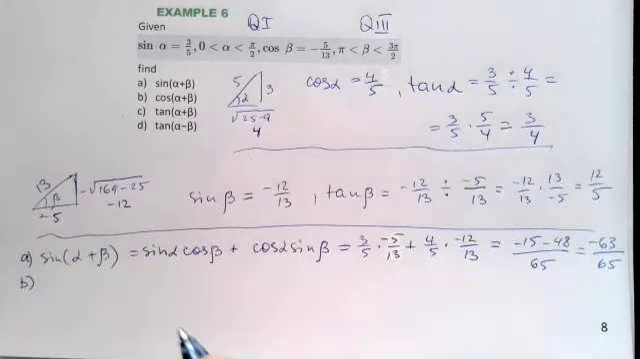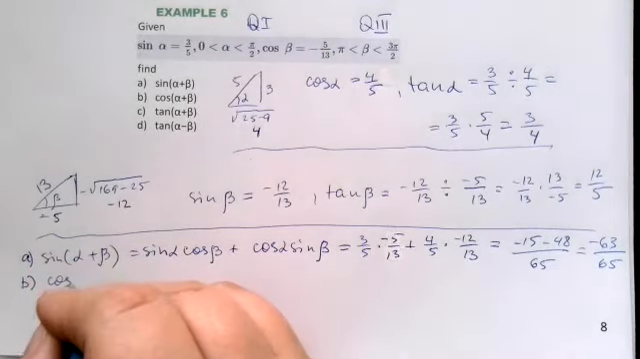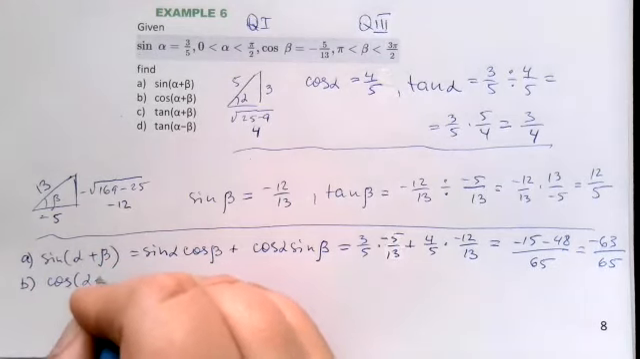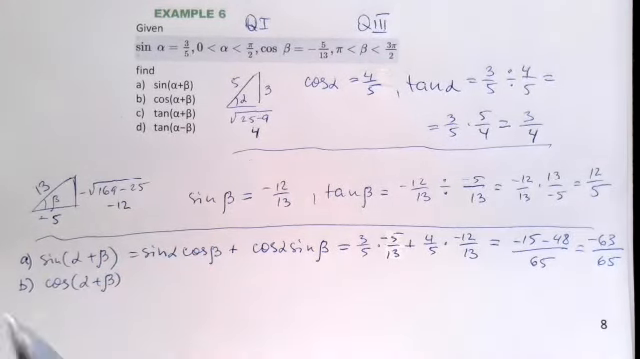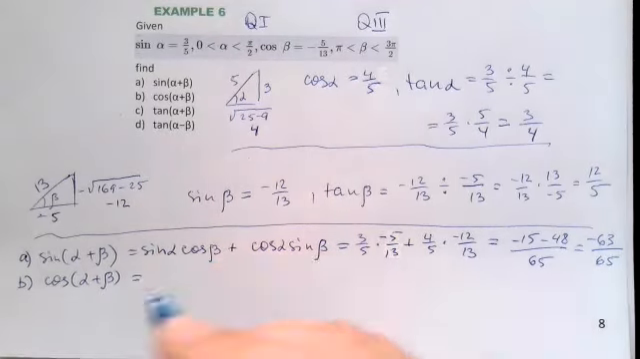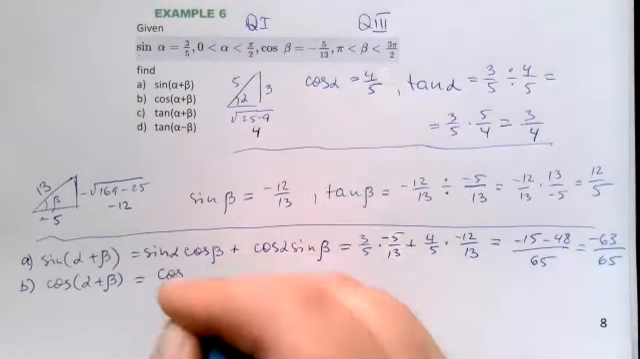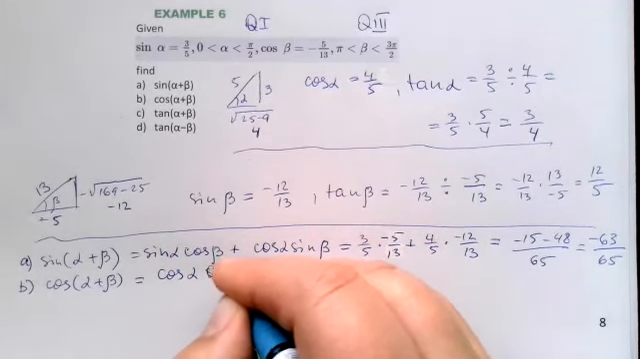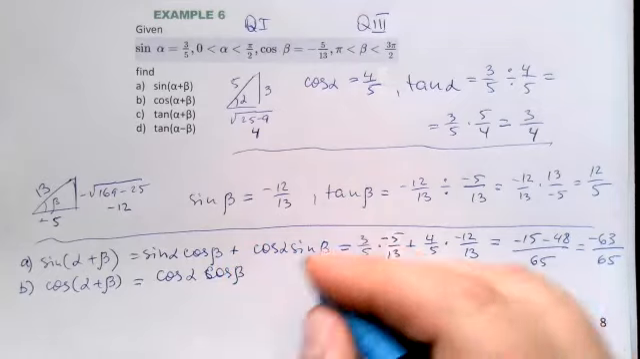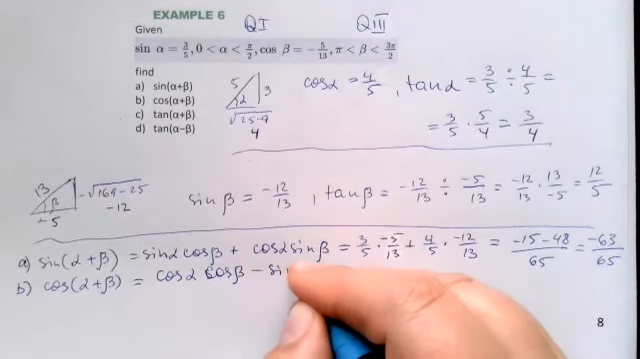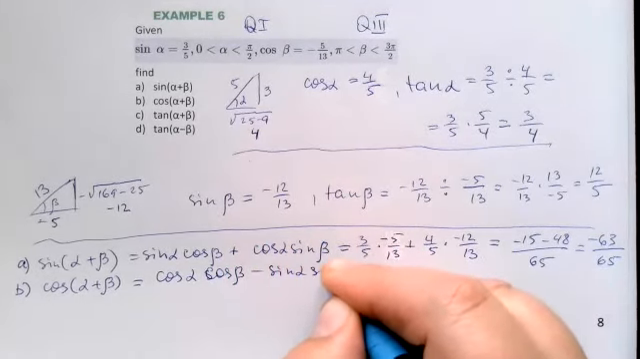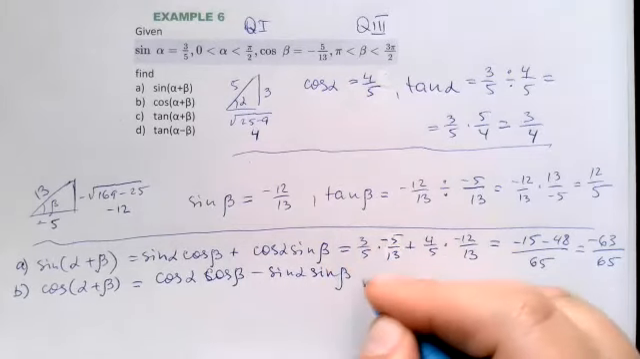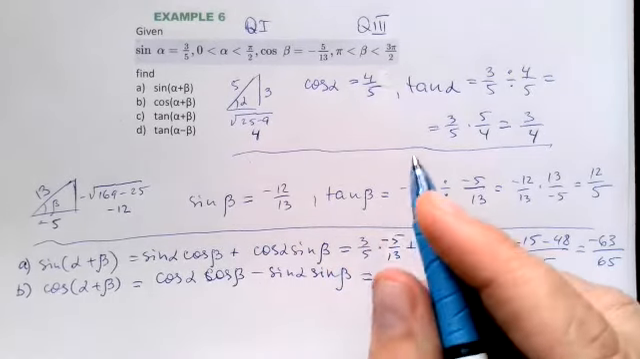Similarly, question B, cosine alpha plus beta. You can fast forward if you know how to do it, but I'm gonna write it out. So it's basically the same thing. I'm just following the formula and plugging in the values that we just found.